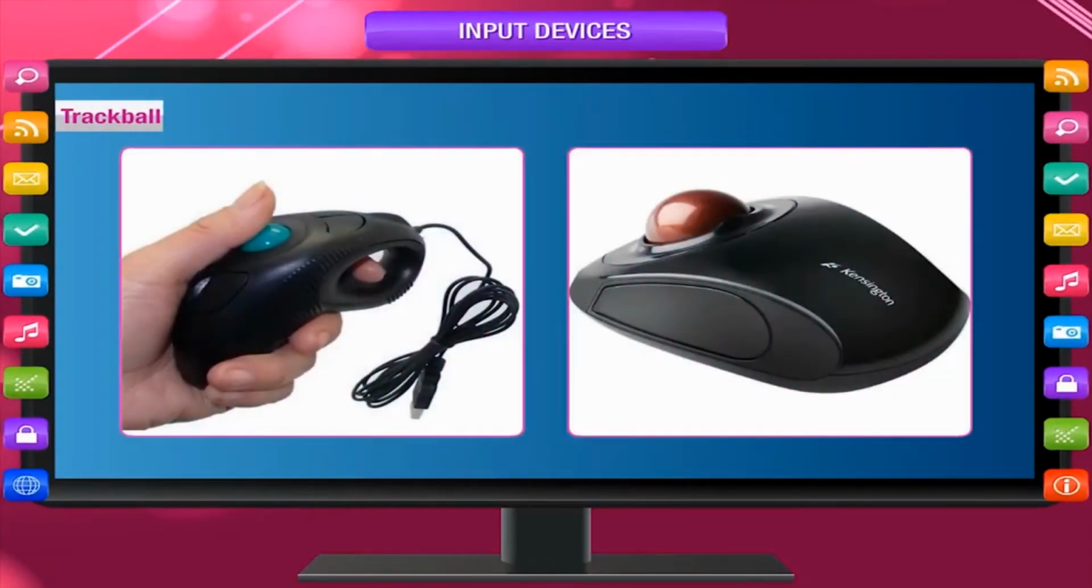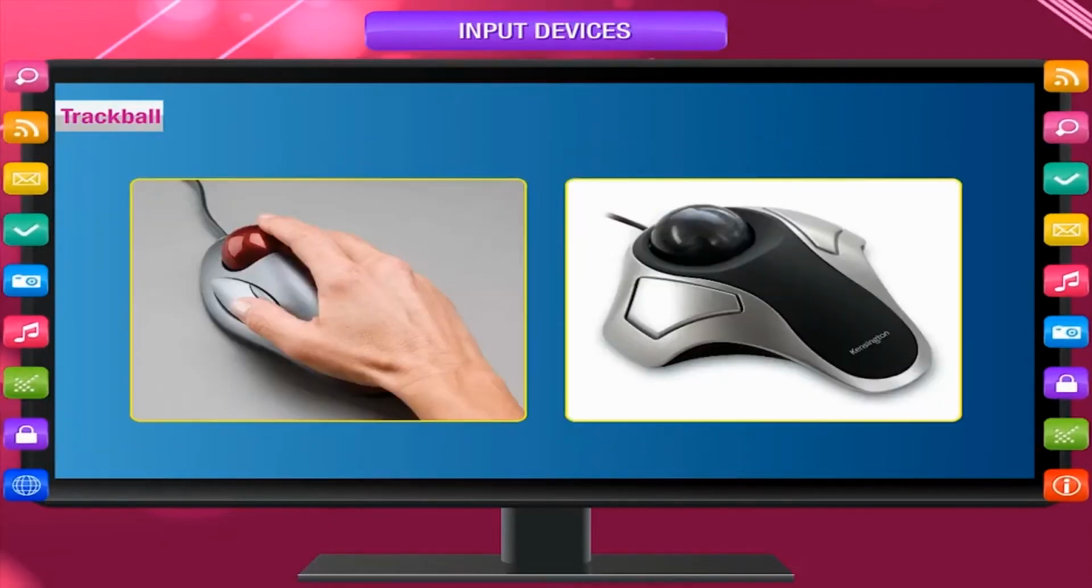Trackball. It works like a mouse. Instead of having a ball at the bottom, it has a ball on the top. Rolling this ball with fingers moves the pointer on the screen. It is an alternative to mouse that takes less space to move and is usually built in the laptops.